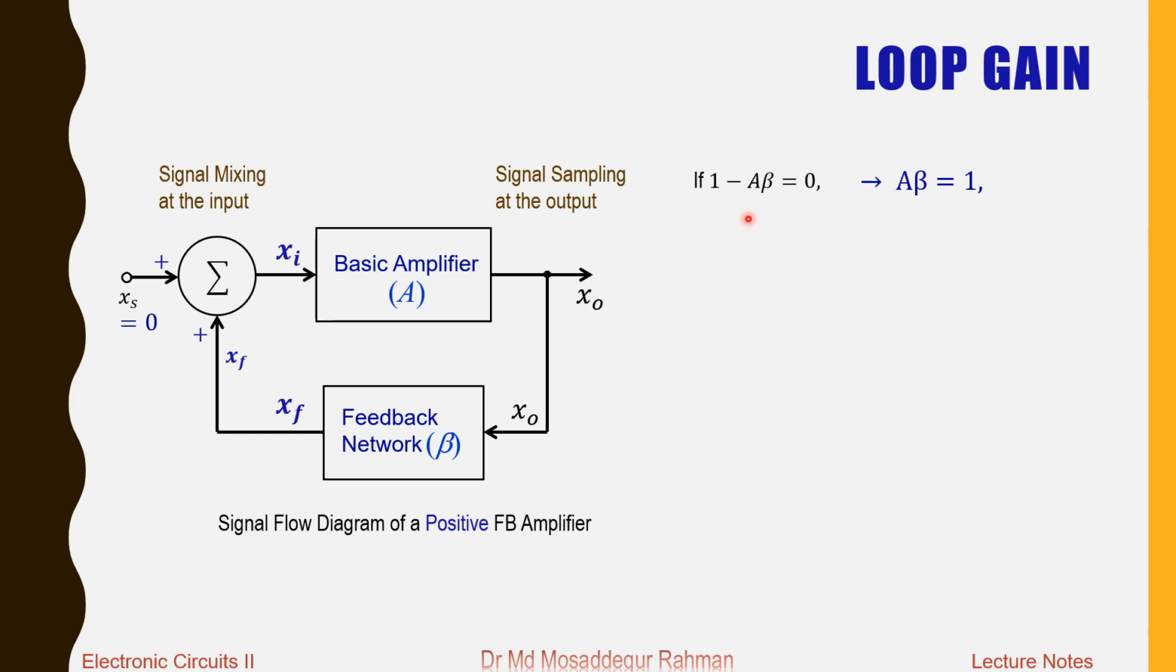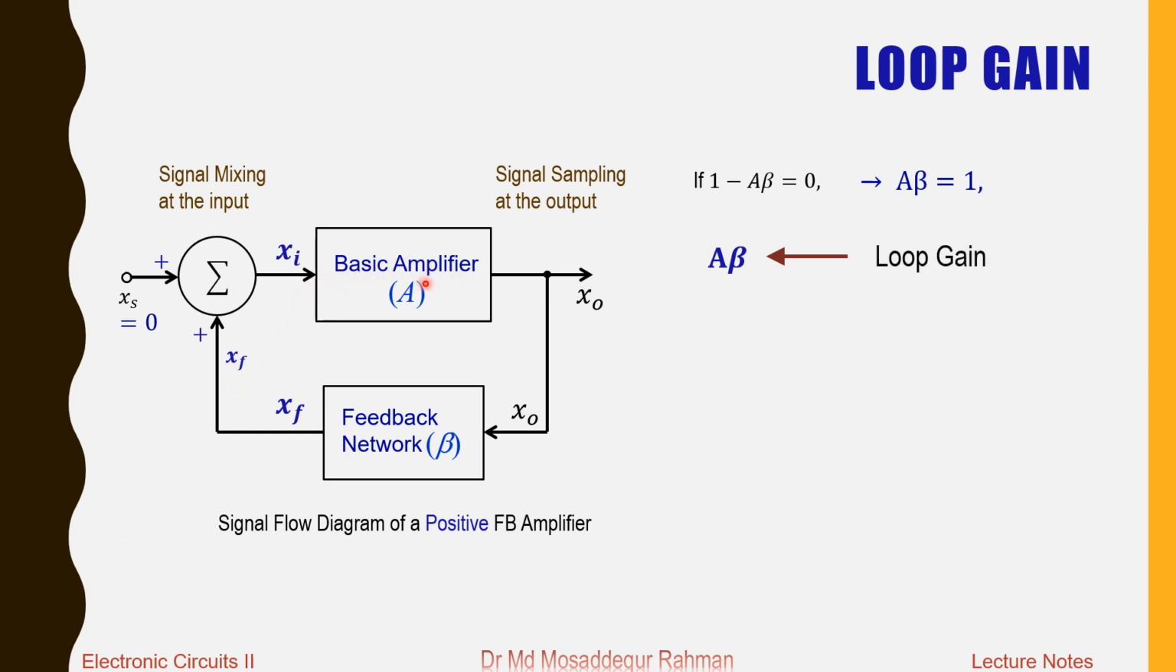So what is the significance of this statement, 1 minus A beta equals 0? This we can write as A beta is 1. Now what is the significance of A beta? The product A beta is also termed as the loop gain. It is also called the loop gain.